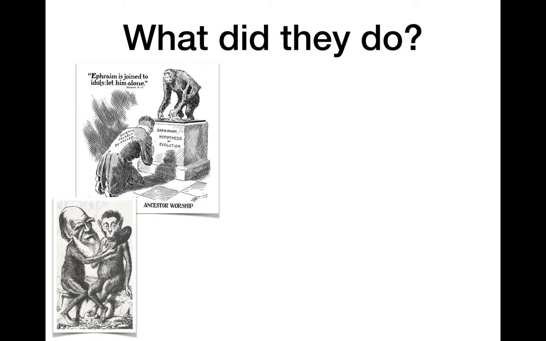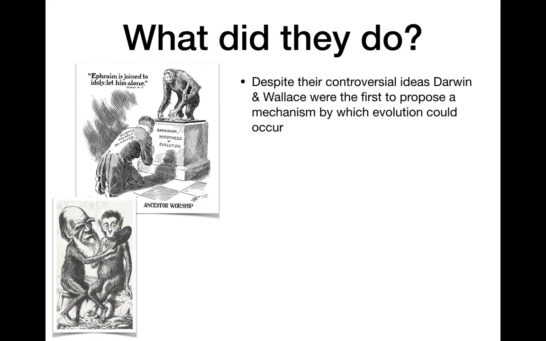Okay, so what did they do? Well, this was a very controversial idea at the time, and both Darwin and Wallace proposed this mechanism for evolution to occur. So the idea that evolution was not their idea. Evolution had been an idea for many generations. In fact, Darwin's grandfather, Erasmus Darwin, thought of it as well, but no one had a mechanism, no one had a way through which this could happen.